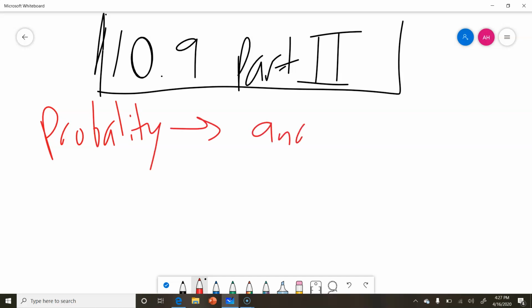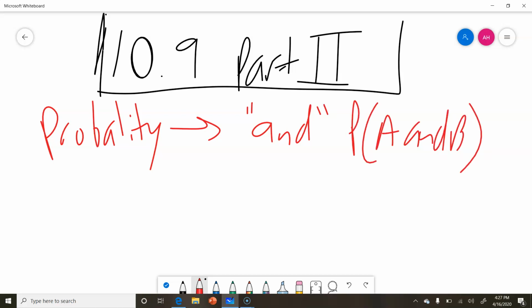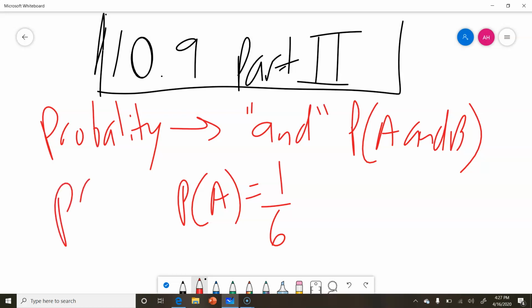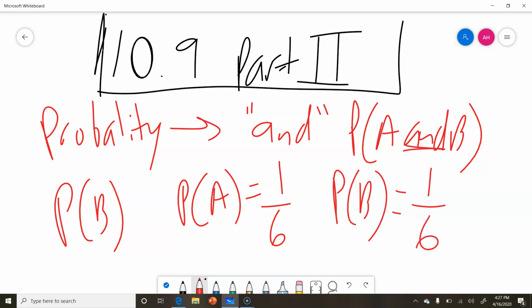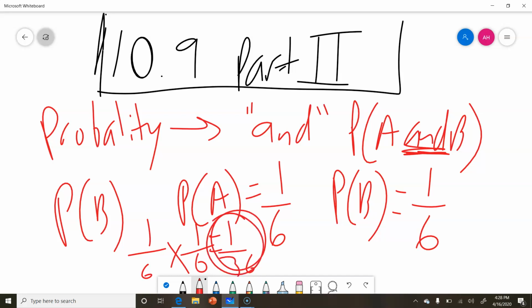When they use the word and, like they say probability of A and B, and let's say that the probability of A was 1 out of 6, like you roll a dice, and the probability of B was another number on the dice, and you roll another one, and so again it would be 1 out of 6. All we do when it says the word and, what you can think of, is multiply. So we'd have 1 over 6 times 1 over 6, which would be 1 over 36. Okay, that's what the word and means.